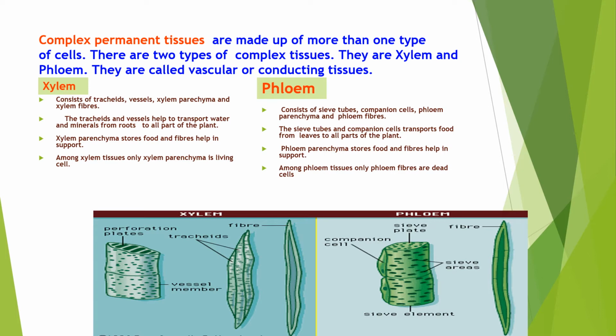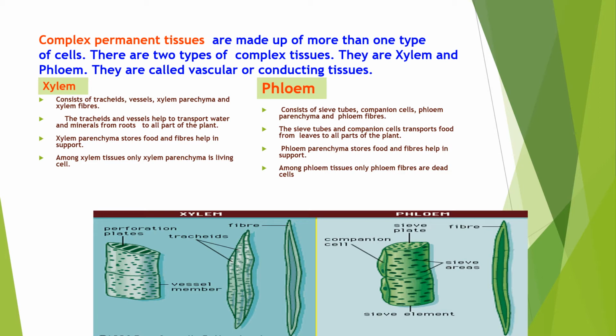Now let us come into phloem. They consist of four different types of cells: sieve tubes, companion cells, phloem parenchyma, and phloem fibers. The sieve tubes and the companion cells transport food from the leaf to all parts of the plant. Phloem parenchyma stores food and fibers help in mechanical support. Among the phloem tissue, only phloem fiber is dead cell. The remaining are all living cells.